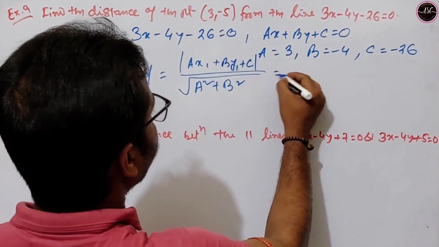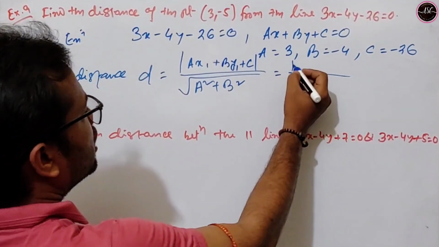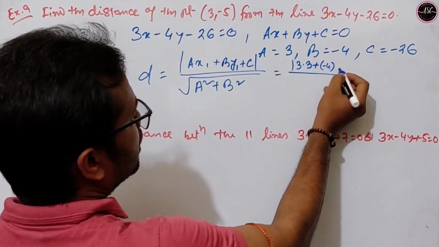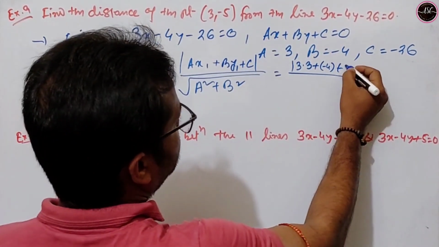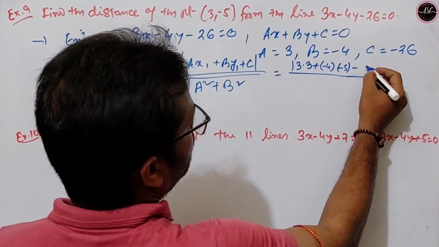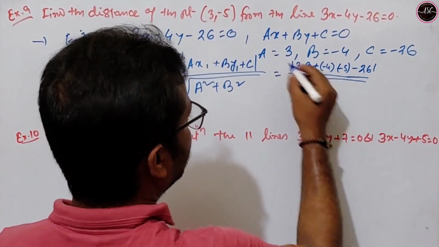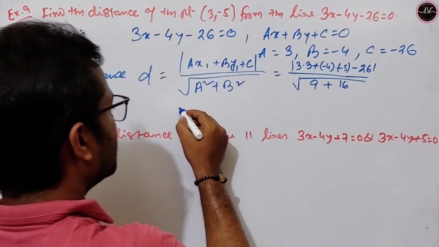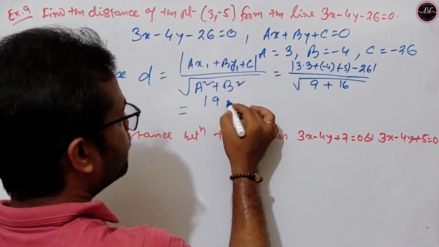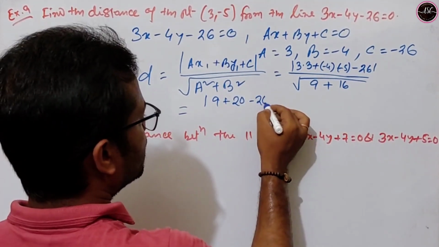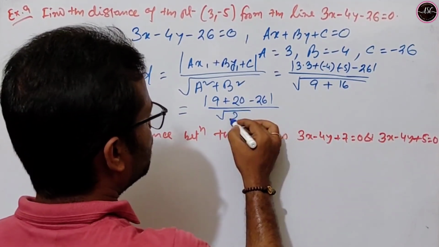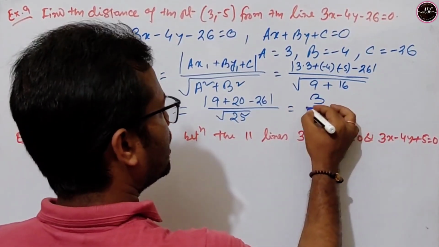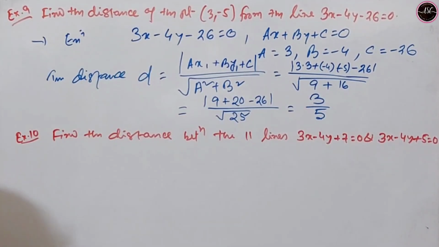So just put the values here: a equal to 3, so 3 into 3, x1 equal to 3, and b equal to minus 4 and y1 equal to minus 5, and c equal to minus 26. Root over a square equal to 9 plus b square equal to 16. So this will be mod of 9 plus 20 minus 26 divided by root of 25, equal to 3 divided by 5. That will be your answer.